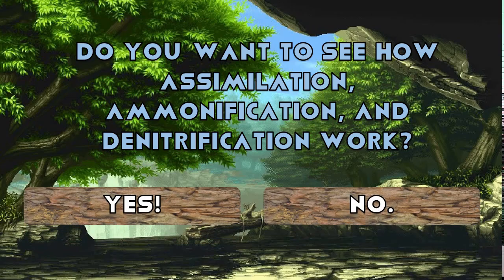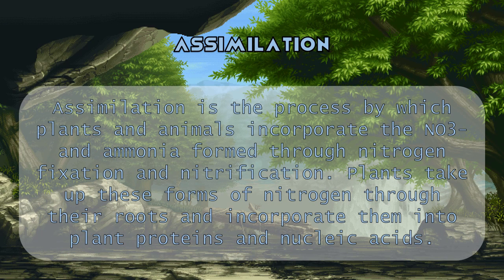Do you want to see how assimilation, ammonification, and denitrification work? Assimilation is the process by which plants and animals incorporate the nitrate ion and ammonia formed through nitrogen fixation and nitrification. Plants take up these forms of nitrogen through their roots and incorporate them into plant proteins and nucleic acids. Animals are then able to utilize nitrogen from the plant tissues.